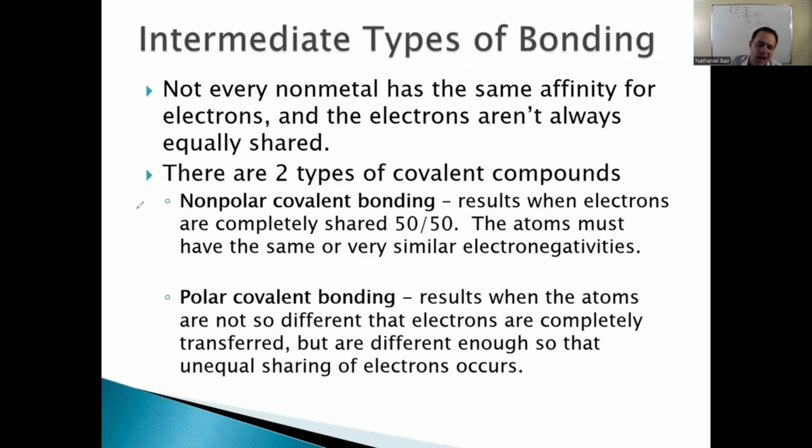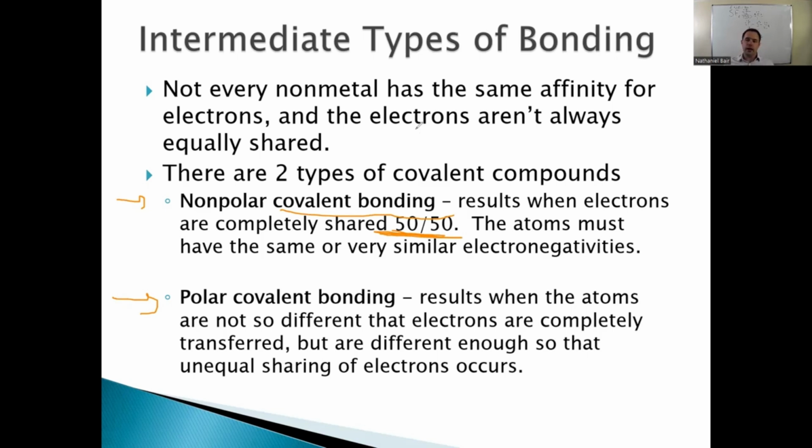We can subcategorize covalent molecules into nonpolar and polar covalent molecules. A nonpolar covalent bond is one where the two atoms share the electrons 50-50. And a polar covalent bond is where they are not sharing 50-50. Somebody is hogging. Okay, here's what this comes down to. Sharing does not necessarily mean equal sharing, right?